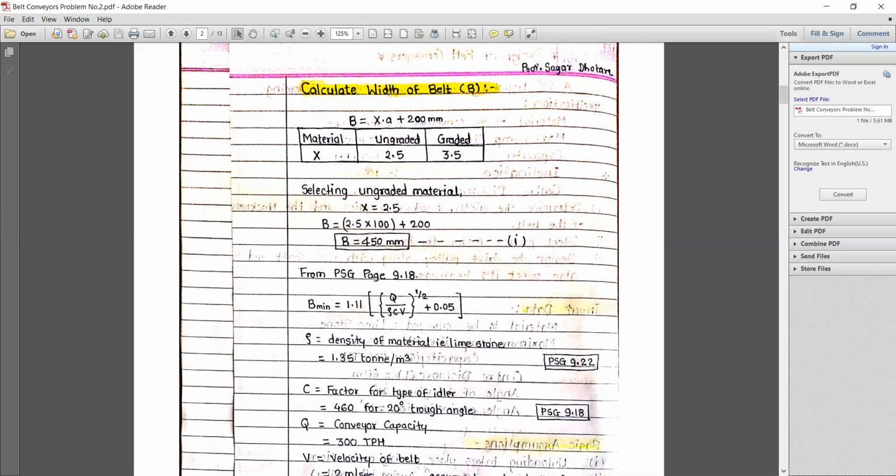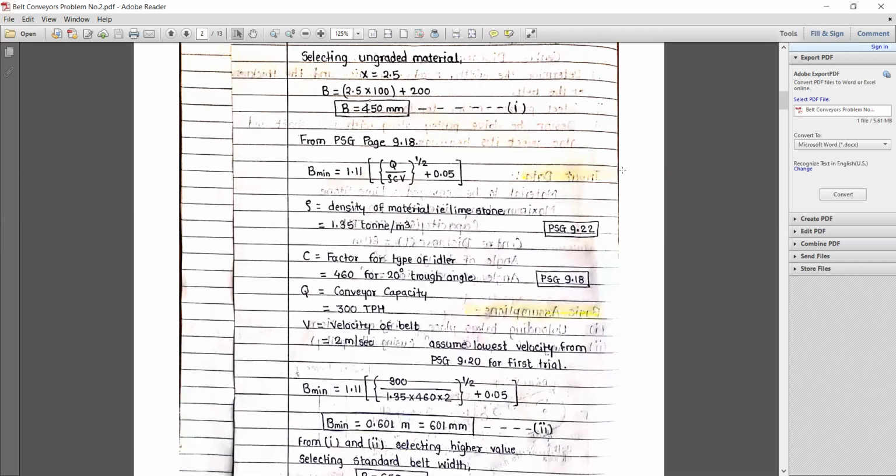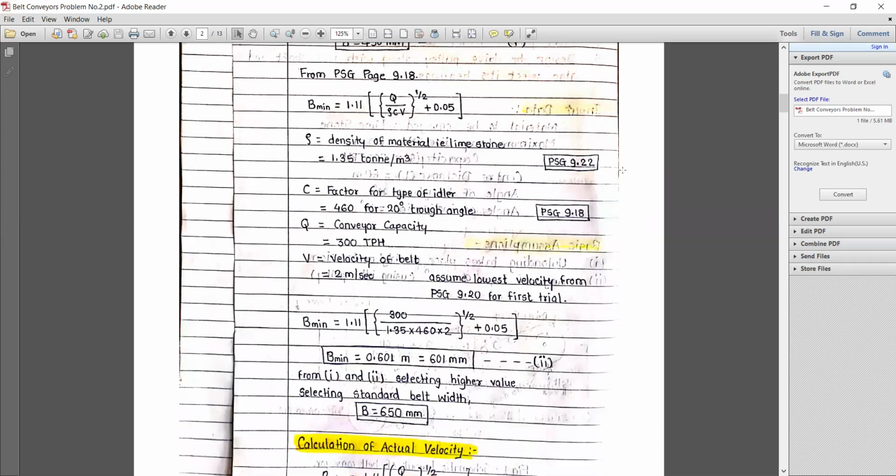This is an empirical relation. From the PSG data book page number 9.18, the equation is given: B minimum is equal to 1.11 times the square root of Q divided by rho C V, plus 0.05. Rather than selecting the first one, you can go with page number 9.18 so that you can easily calculate the actual belt width or minimum belt width.